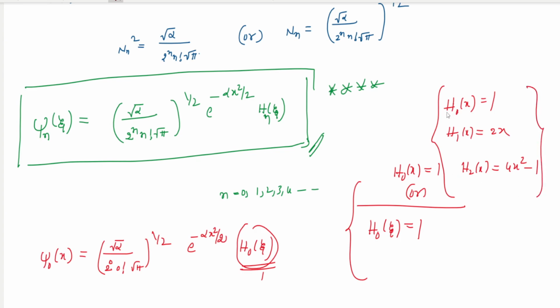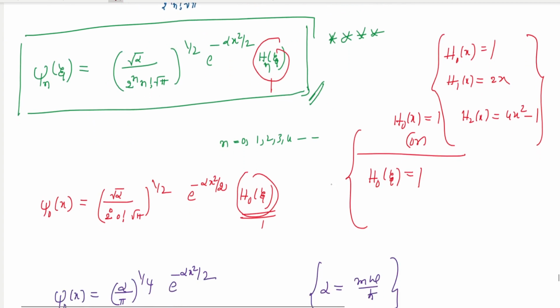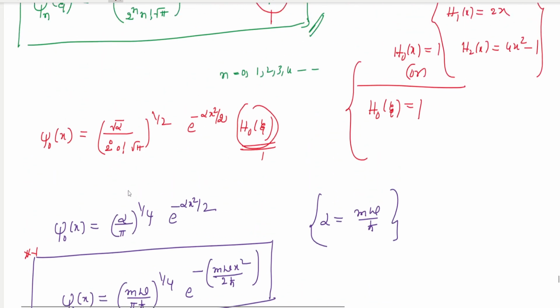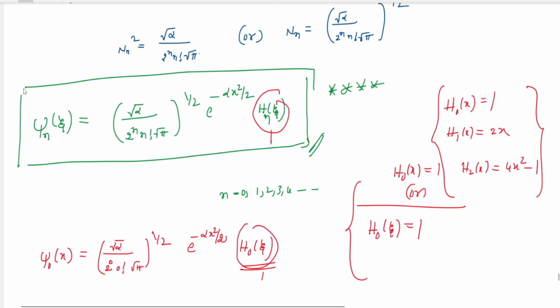If we use n equal to 0 here, this term is going to be 1, 2 power 0 is 1, and 0 factorial is 1, so we can get the ground state energy. Like that you can get psi 1 of x, psi 2 of x, psi 4 of x, and so on, psi n of x. This is the final eigenfunction.